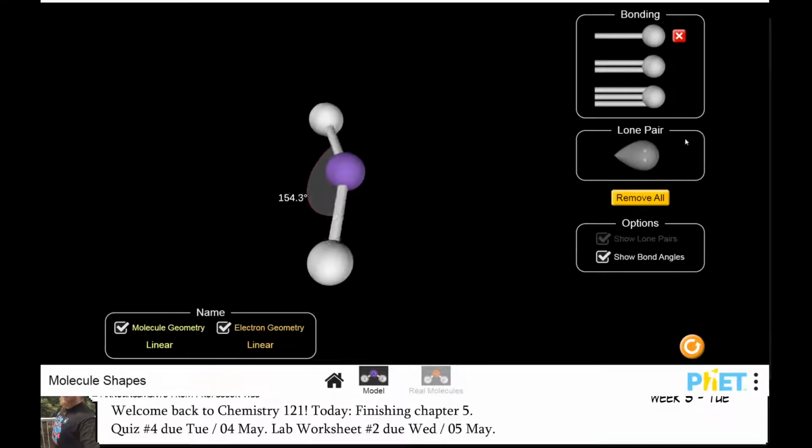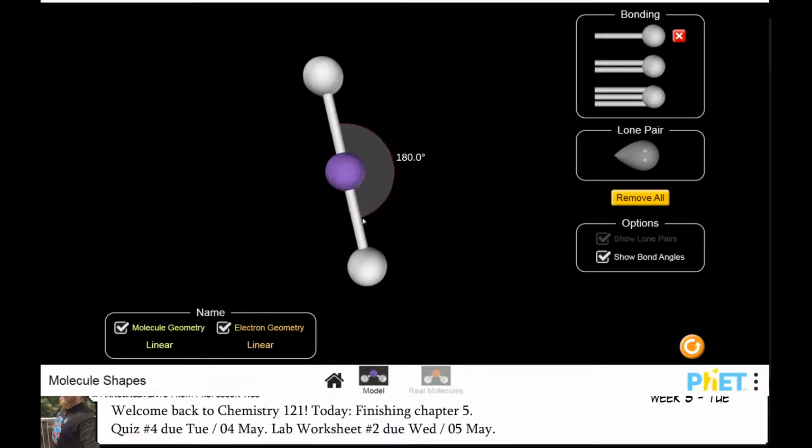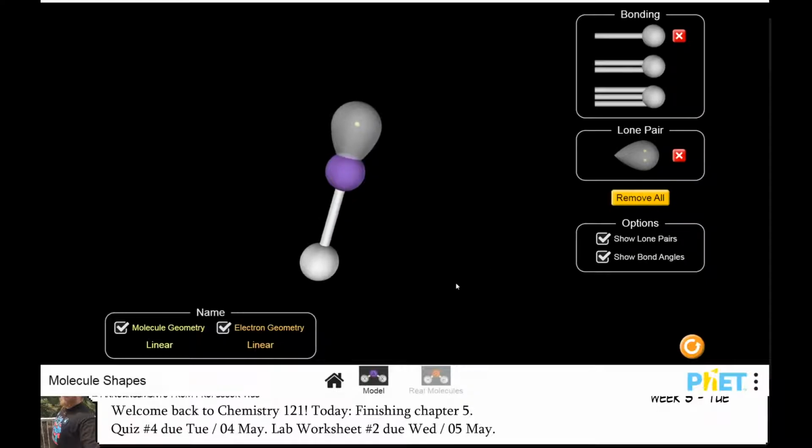Okay, so we're going to start first by clearing everything until we're down to just 2. Anything with 2 electron groups is going to be linear, regardless of whether you have an electron pair or not. And the reason for that is because the shape that you generate is just linear. So the electron geometry will always be linear, and the molecule geometry will always be linear.